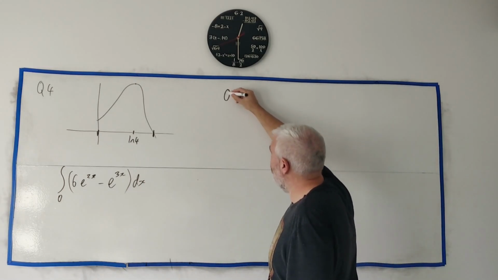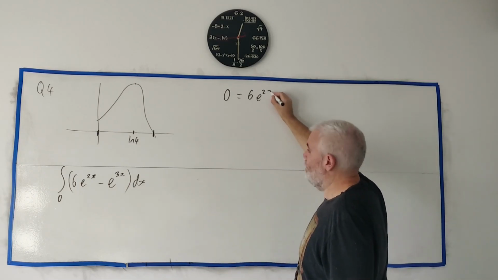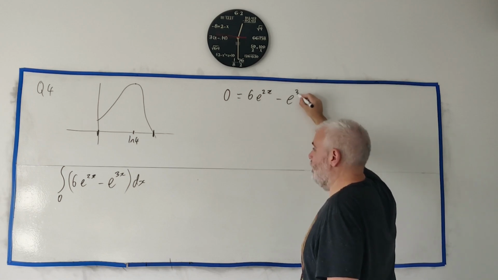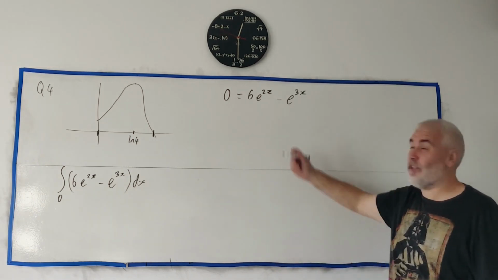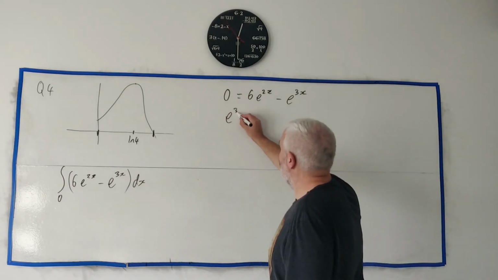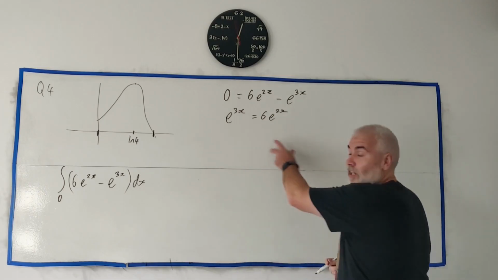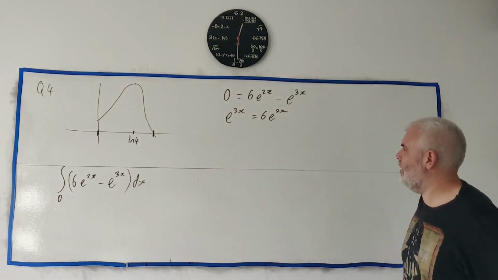So we know y is 0 and we know y is equal to 6e to the 2x minus e to the 3x. So we just need to solve this. It's quite like what we did in part A. Move this around, we get e to the 3x is equal to 6e to the 2x. Last time I took the natural log of both sides. Let me do this one a little differently.